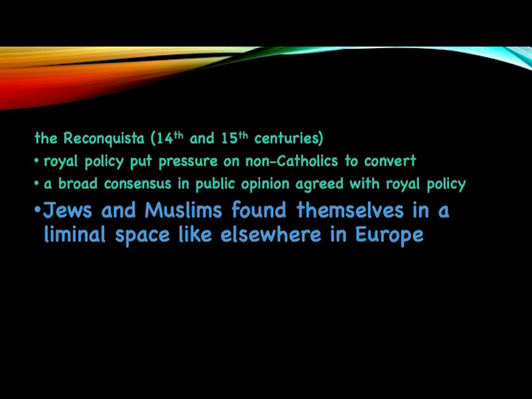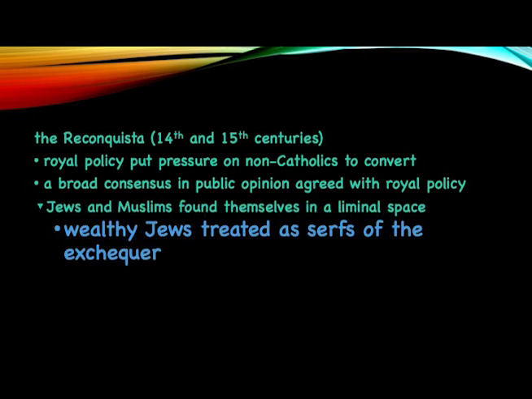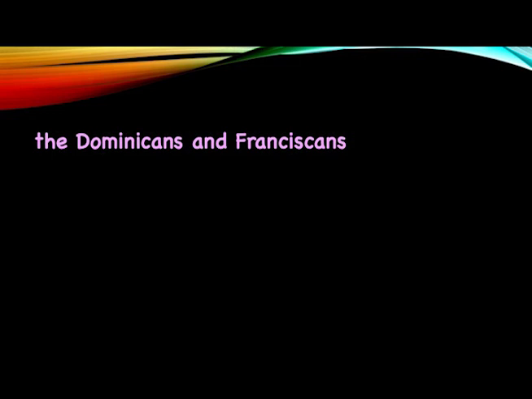Since benevolence depended ultimately on the whim of a monarch, over time Jews and Muslims on the Iberian Peninsula found themselves in the typical liminal space one finds elsewhere in Catholic Europe. Wealthy Jews were treated as serfs of the exchequer, forced to lend money to Catholic monarchs without the privilege of owning their wealth outright. The Dominicans and the Franciscans, two Catholic religious groups, contributed to the increasing hostility towards Jews and Muslims, as well as to converts from the two religions and their descendants.